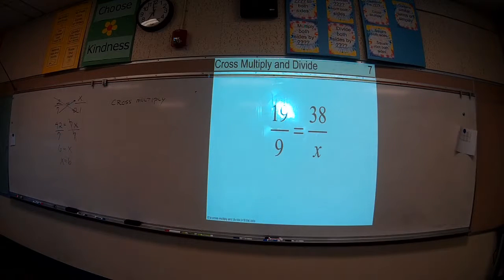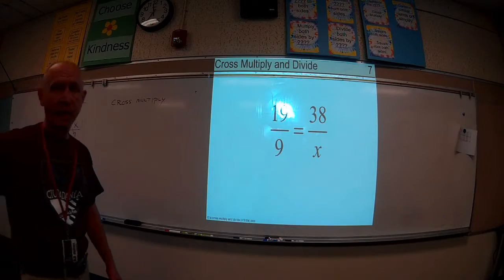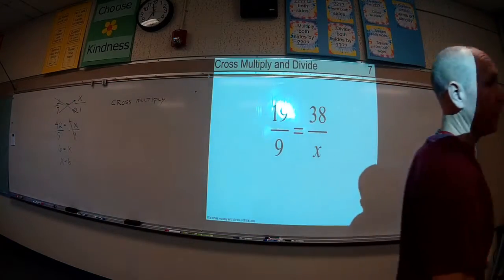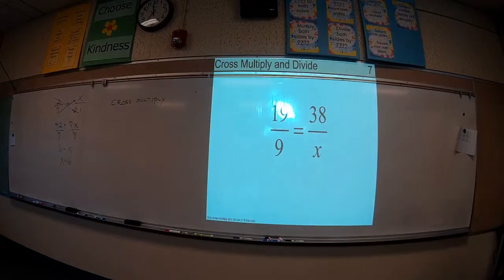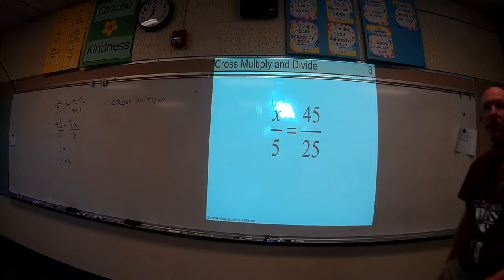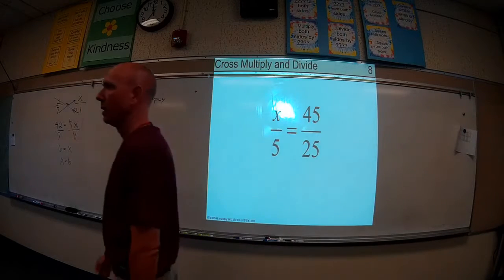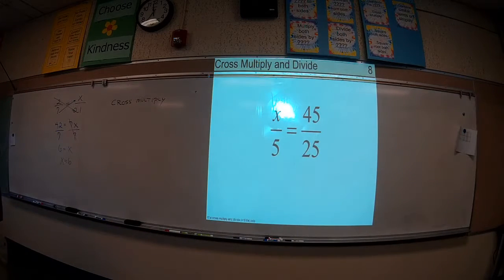I've got it as 18. Cross multiply and divide. Erase the boards. Let's do another one. 18, good. Erase it. Do the next one. I had it as 1800.